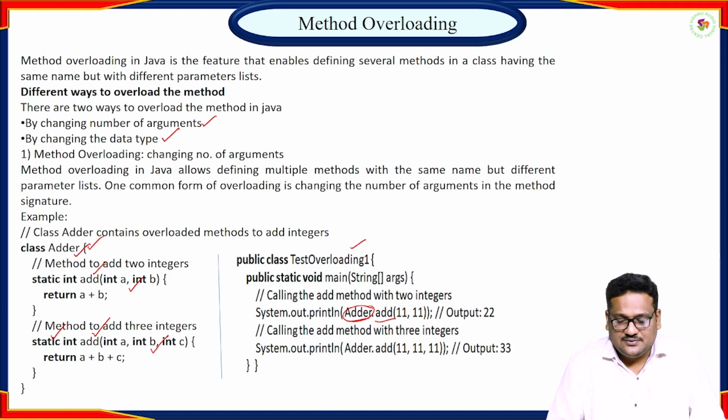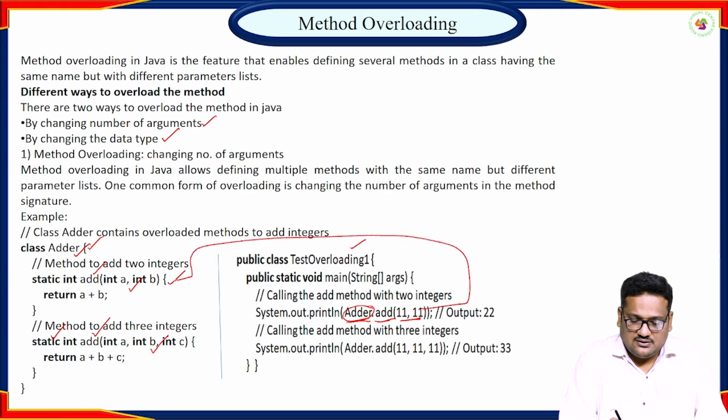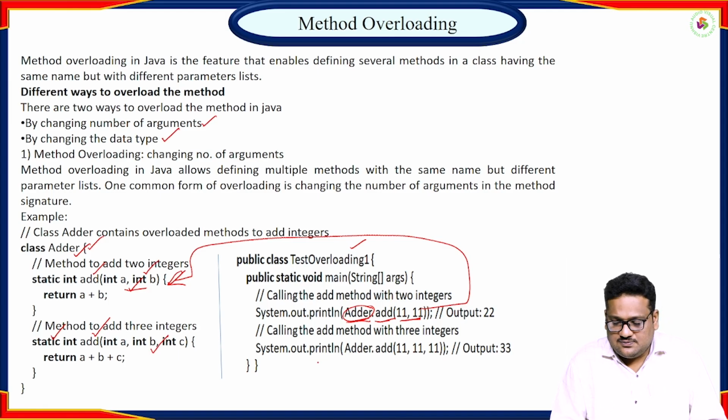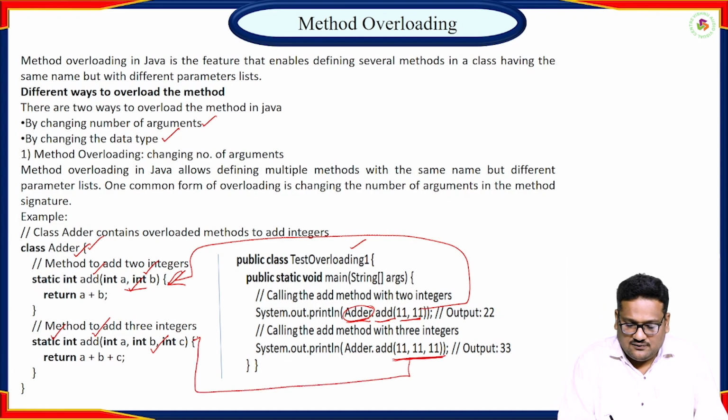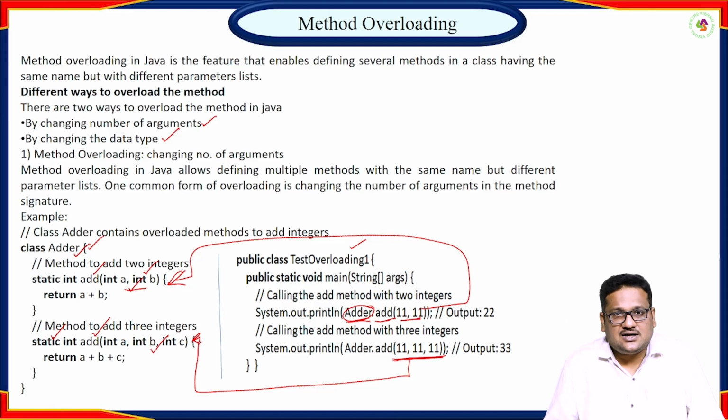Here the class name is Adder. See here, Adder.add: this is the class name, this is the method name, and these are the parameters. How many parameters? Two parameters. When we pass two parameters, it will invoke the first method, because the number of parameters here is two. In this println method, I am invoking the second method, where the number of parameters is three. So based on the number of parameters, the corresponding method will be invoked. Here the output is 22, here the output is 33.